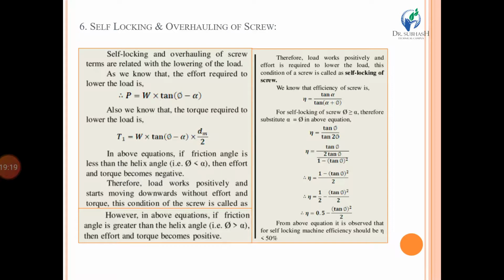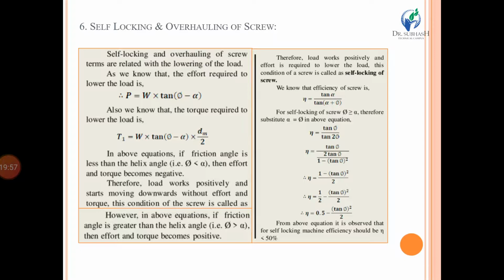Suppose in that particular equation, if friction angle is less than the helix angle, that means φ is less than α, then effort will be negative, P will become negative. That clearly means that you need not apply the force P at the end of the lever to move down the load. The load will automatically move down by rotating the power screw in the downward direction. So P negative means there is nothing to do by pushing effort at the end of the lever. The load will automatically move down. So this is the condition. If you are finding this anywhere, then definitely it will be overhauling.